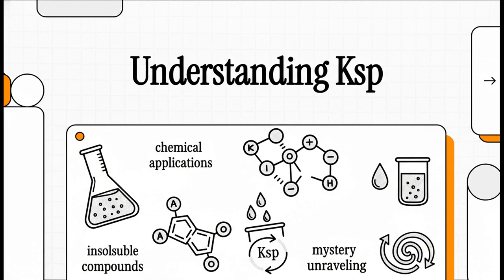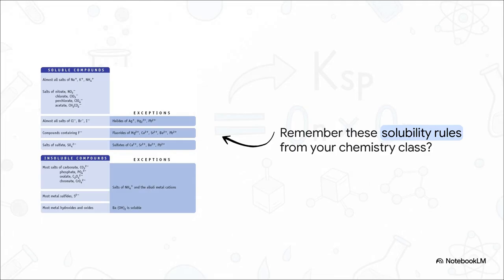or Ksp. I'm sure you remember staring at a chart just like this one in chemistry class, right? Trying to memorize all those rules. It gives you a pretty black and white picture. Some things dissolve, some things don't. And you know what? It's a fantastic place to start when you're predicting reactions.